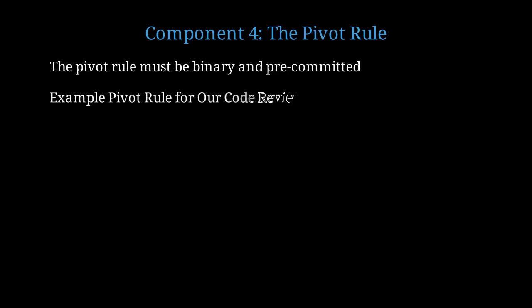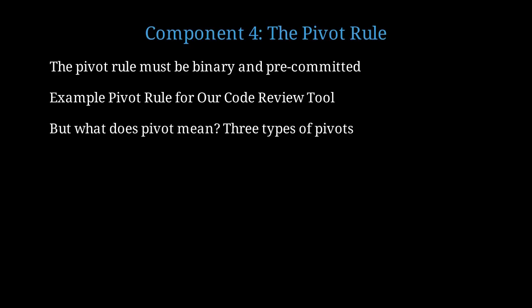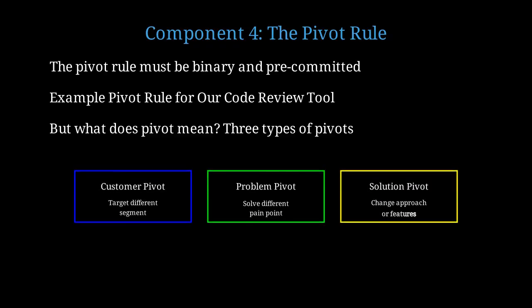Here's our pivot rule for the code review tool. If paid waitlist conversion is greater than or equal to 5%, continue to build MVP. If less than 5%, pivot the hypothesis. What does pivot mean? There are 3 types of pivots you can make based on test results. 3 pivot types. Customer pivot.